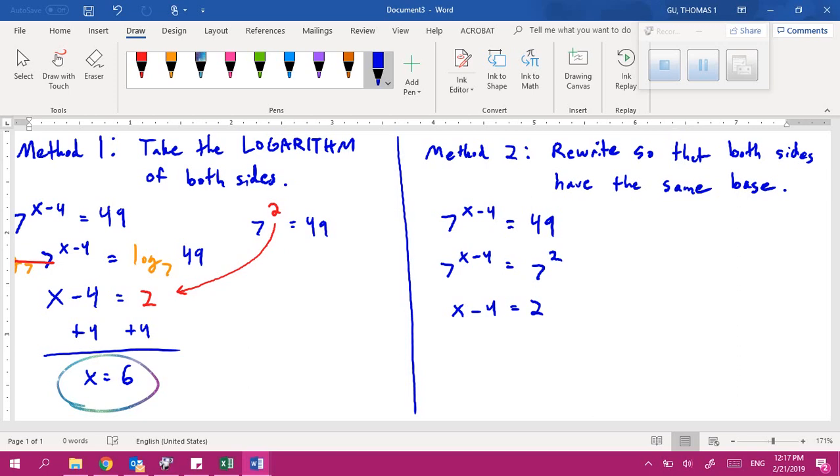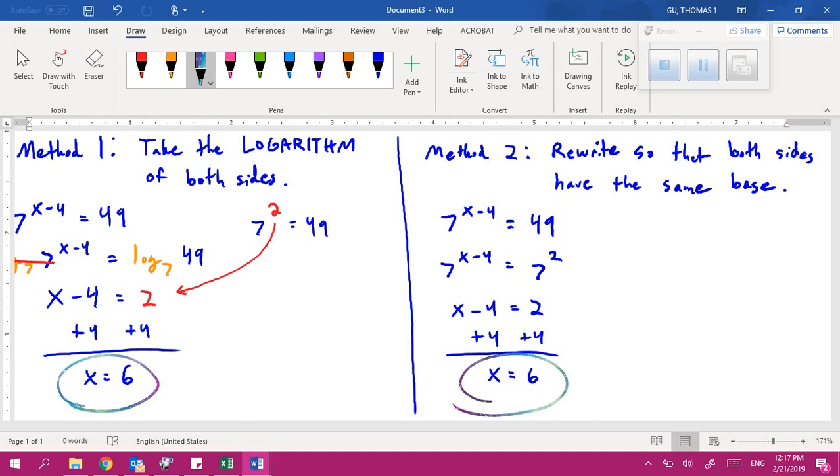Look to the left right here. x minus 4 equals 2, and we end up at that exact same spot. And so now how do we solve for x? Add 4, so x equals 6. That's right. So same thing. Just two different ways to do it. Two different ways to approach it.